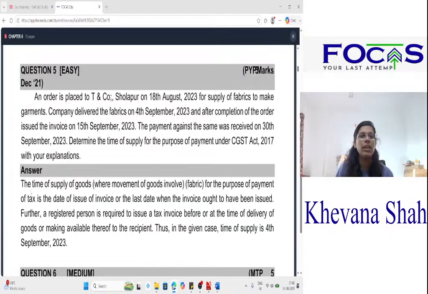So now see the time of supply of goods where movement of goods is involved, for the purpose of payment of tax, is the date of issue of invoice or the last date when the invoice ought to have been issued. Further, a registered person is required to issue a tax invoice before or at the time of delivery of the goods or making available thereof to the recipient. So, in the given case, the time of supply is 4th of September.